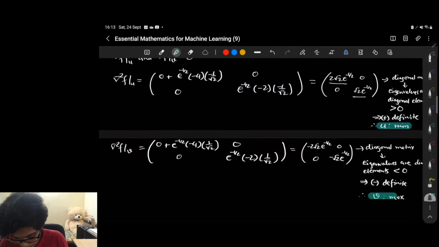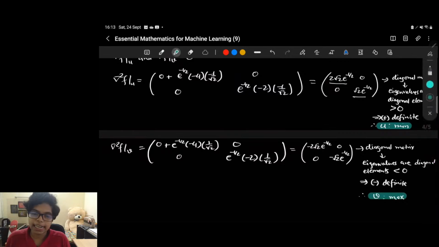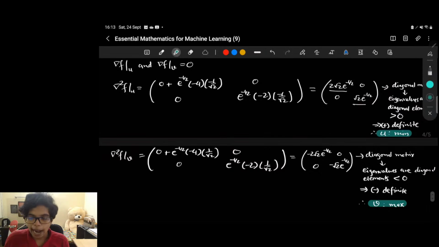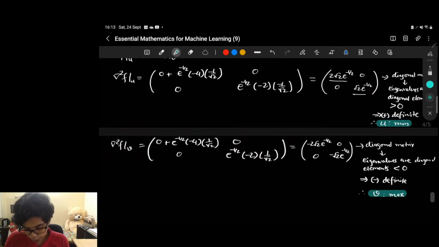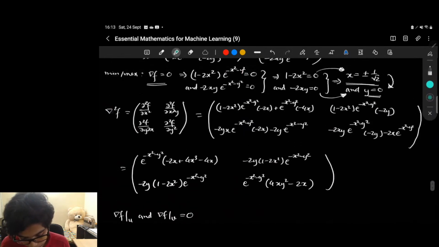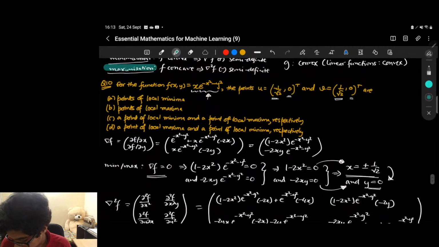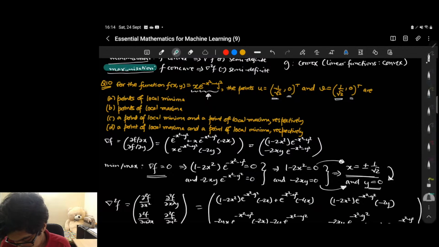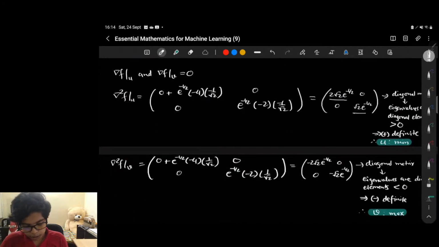So for maximum and minimum, what you want is the gradient of f to be equal to 0. And further, if del squared f is positive definite, then it is a point of minimum. And if del squared f is negative definite, then it is a point of maximum. So U is minimum, V is maximum. That means the correct option is option C, that U is minimum and V is maximum. So this solves this question.